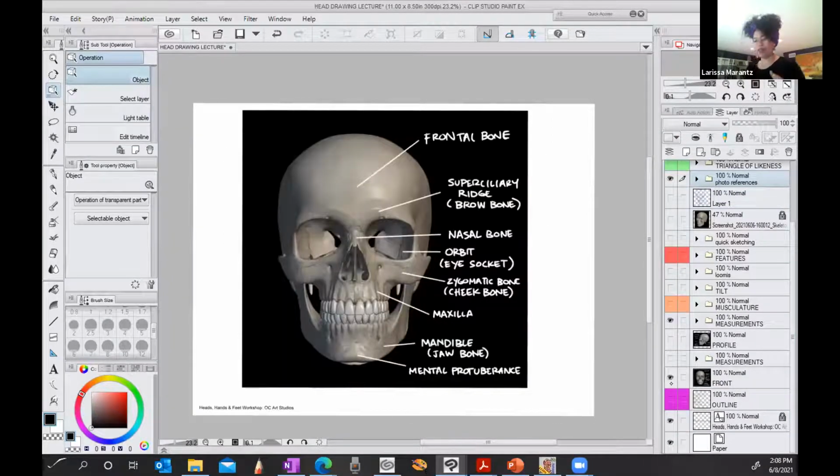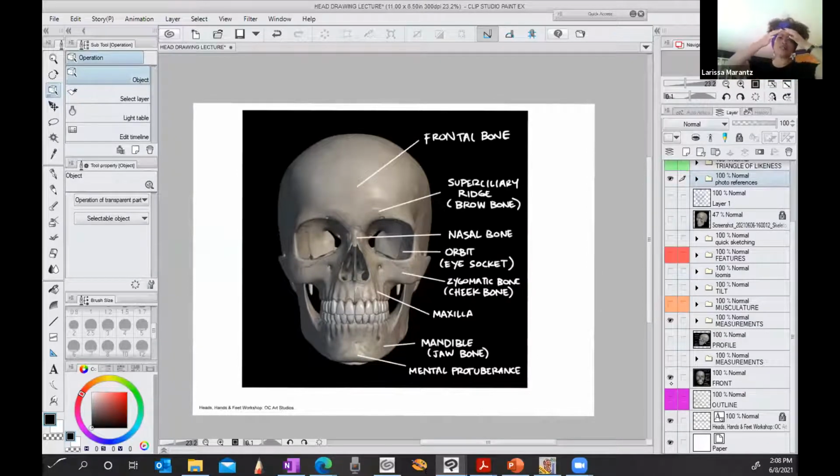Here we go. Okay, so let's start off with the skeletal structure. This is the skull. You all know what a skull looks like, but we're going to talk about the different parts of the skull. Okay, so you've got your frontal bone. That's the big part of the front of your head that protects your brain all the way around. The superciliary ridge is your brow bone, and that is the most prominent part of your forehead, the round part, right there.